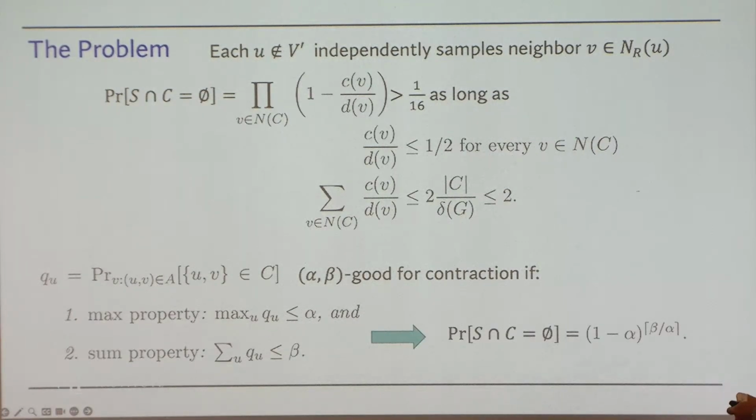So we can parameterize this. We can call a random process alpha-beta good for contraction if the following two properties hold. Essentially, I'm going to replace this with alpha, this with beta. And if we replace alpha and beta, this is going to be the probability that it will not cross the min-cut. So let's work with that. Any alpha which is less than 1 and any beta which is a constant is good for us.